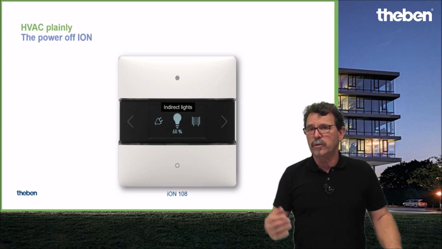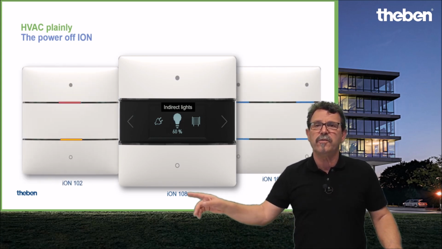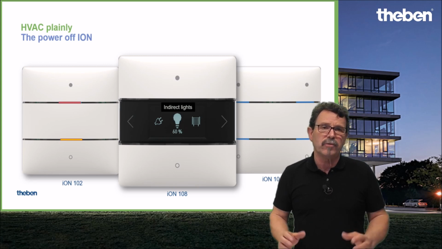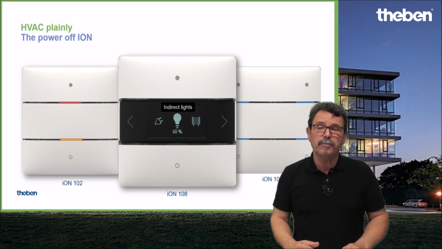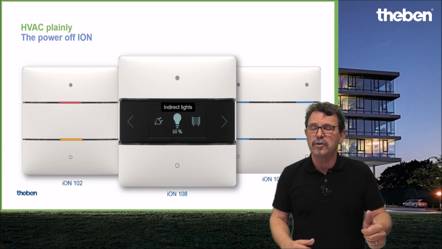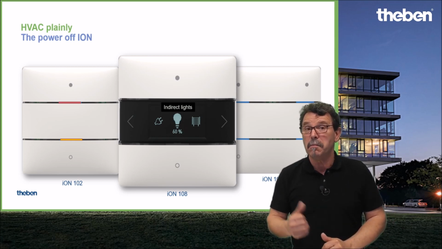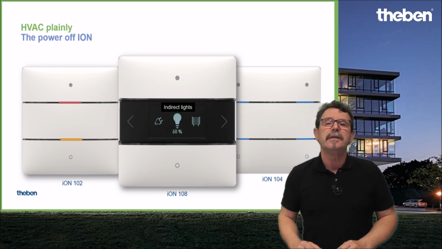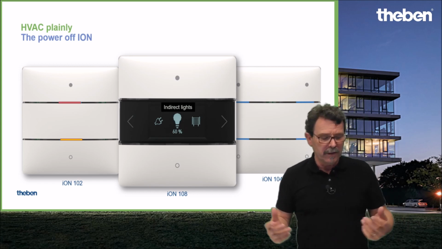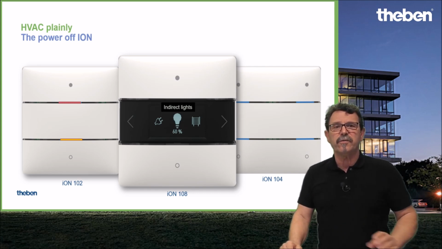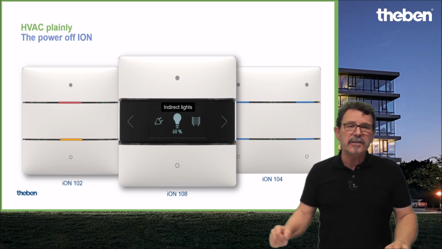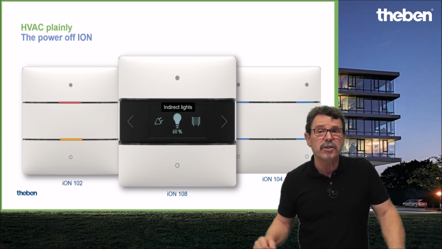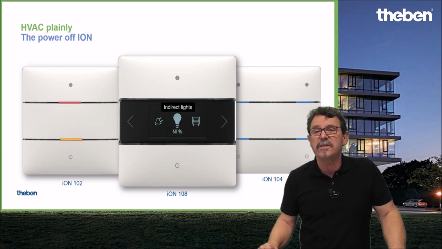Eon 108 here with the display with multiple functions. Then we have the Eon 102 without any display, twofold, but with multiple functions inside: single push button, double push button for another function, or a long press for another function, an additional function per push button. So really powerful. And as well, here you see directly the Eon 104. We have a push button here, a push button here, and LED displays which give you an indication of the current status of something.